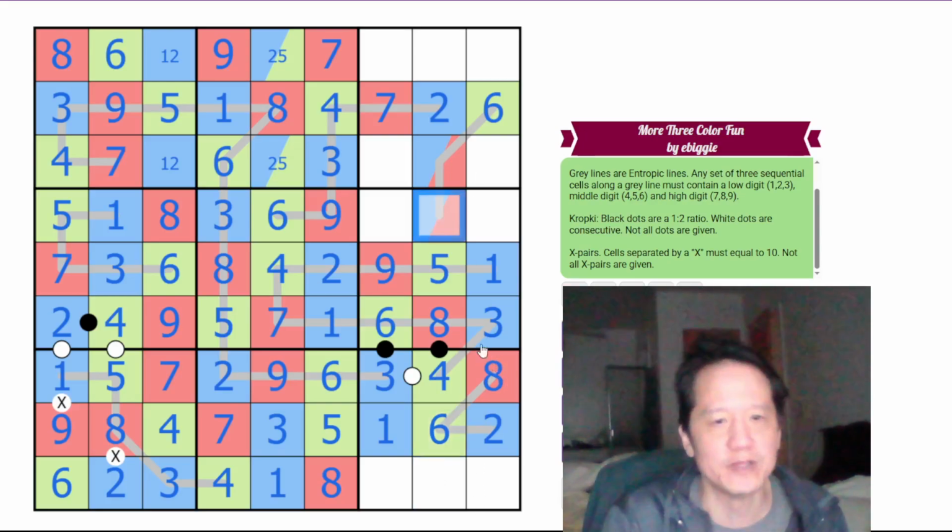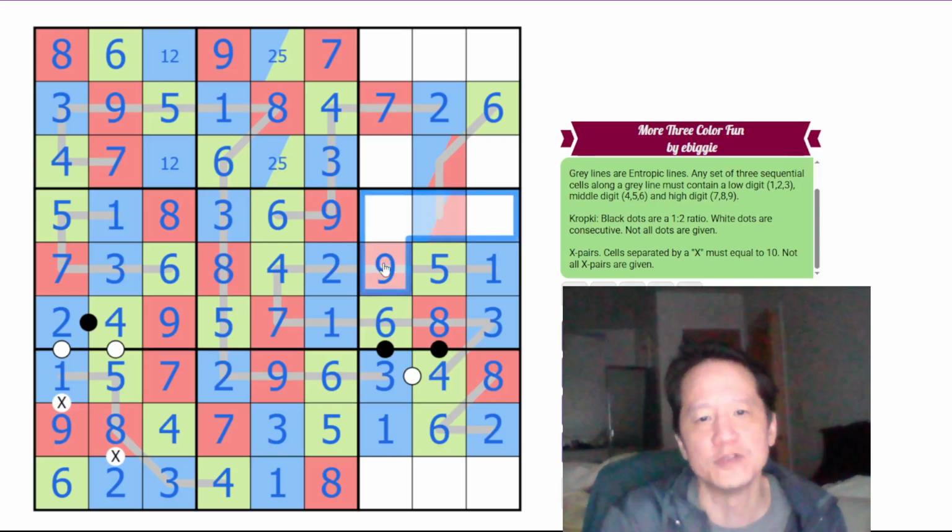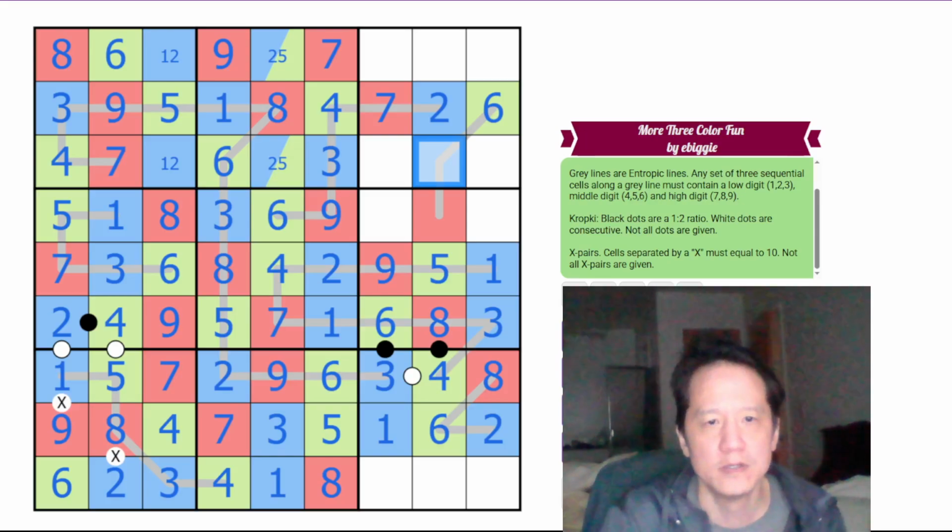Therefore, this cannot be low, because the only low possible in this box would be a 2, but we already have a 2 in the column. So this can't be low, this has to be high, which means this can't be high, this has to be low. We have 3 lows now in row 3, which eliminates all the lows in the rest of the row. That means this is a medium, which means this has to be a low. So this is 5, which makes that 2, which makes that 1, which makes that 2.